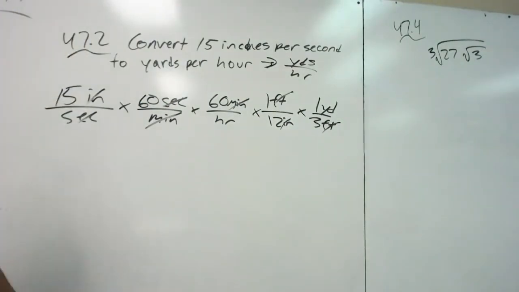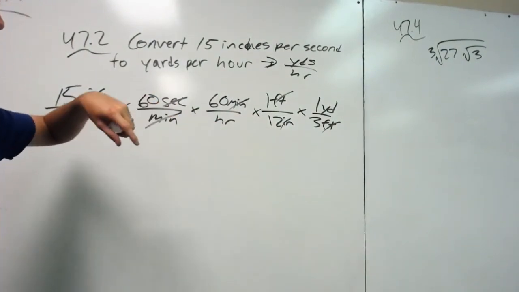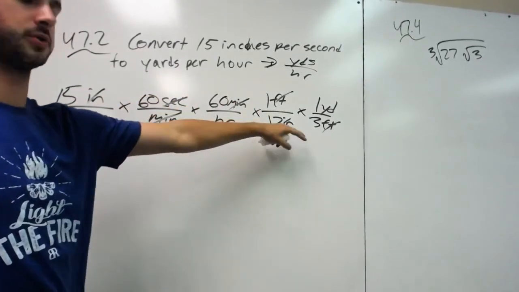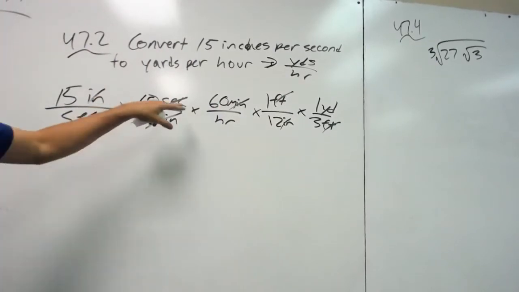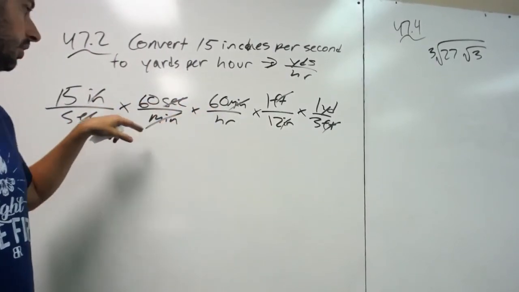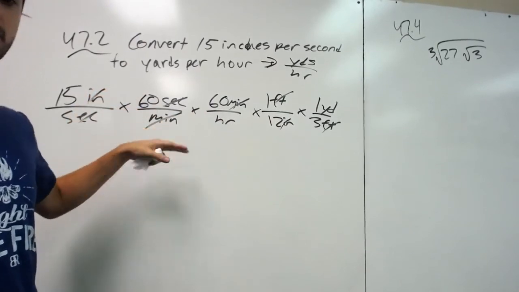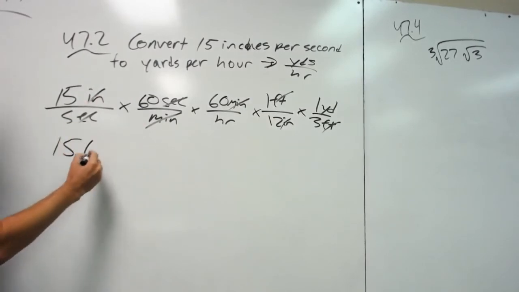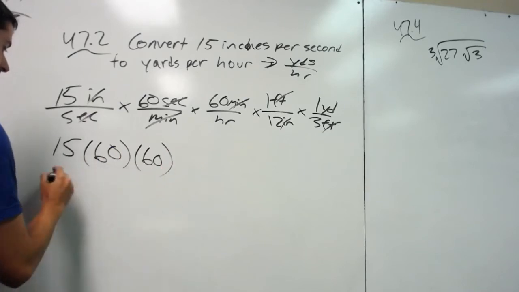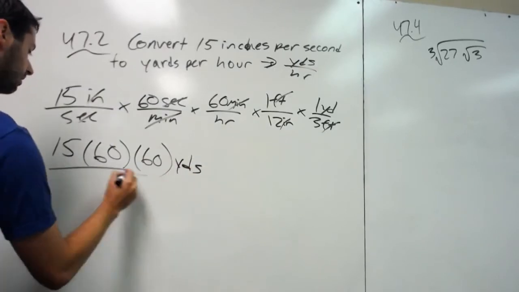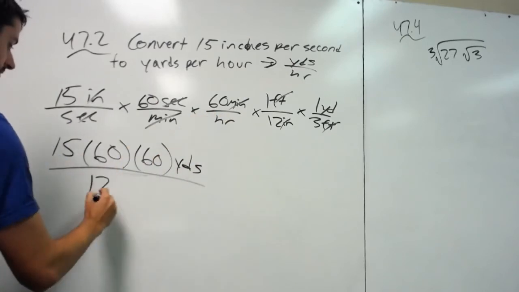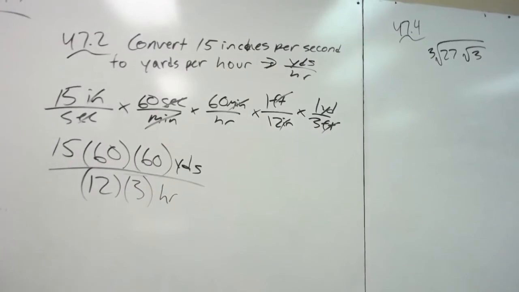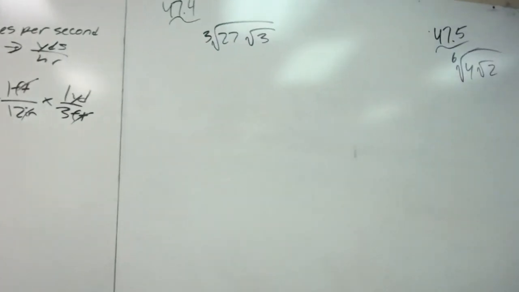If you're able to just know 36 inches in a yard, perfect. That's awesome, more power to you. You can take a shortcut, because 12 times 3 would be 36. If you're able to know that there's 3,600 seconds in an hour, you could write 3,600 seconds over 1 hour. You could do that. Either way, but I kind of did the long way here. So your answer would be 15 times 60 times 60 yards over 12 times 3 hours. And that's unit conversions, just taking it a step further with kind of that per sign.